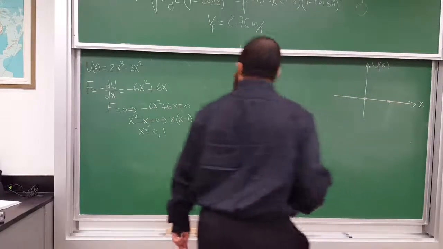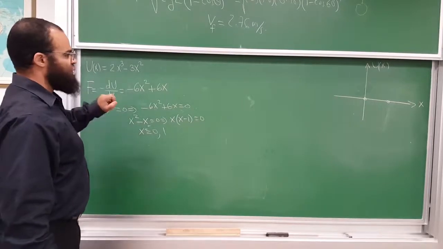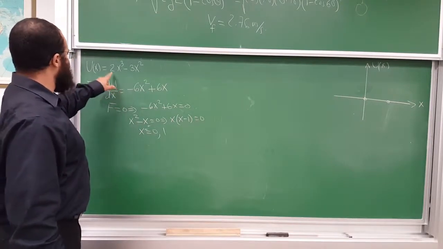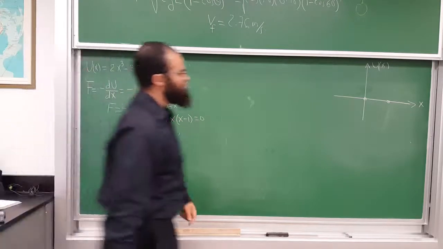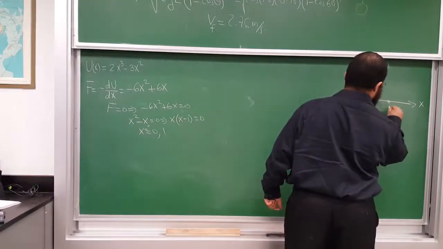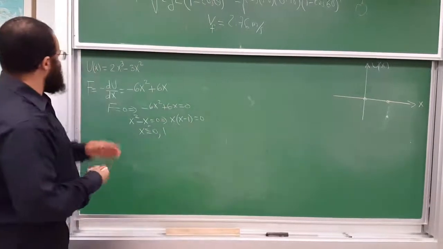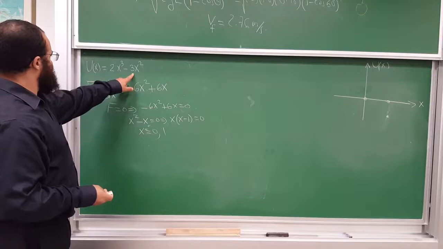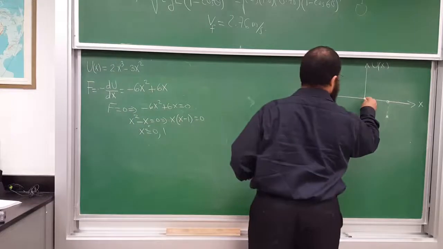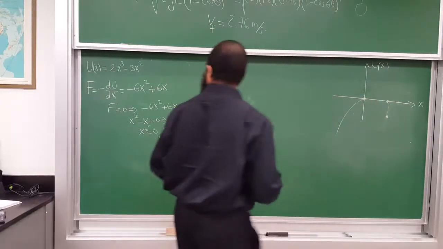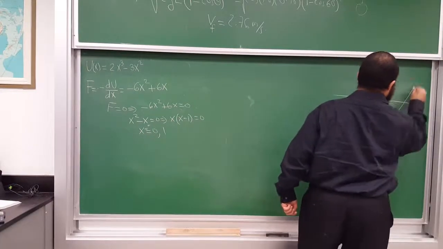So what is the function at 0? U of 0 is 0. And then U of 1 will be 2 times 1 cubed, which is 2, minus 3. So that's minus 1. If you go to negative infinity, U goes to negative infinity because this is odd, so it just decreases. So it looks basically like this. This is the function.